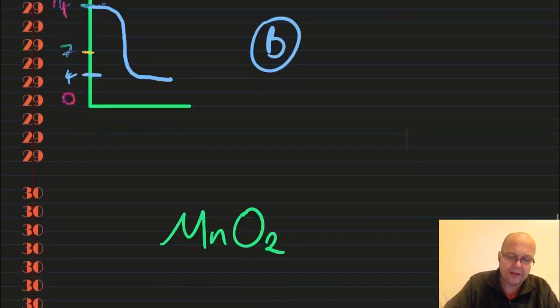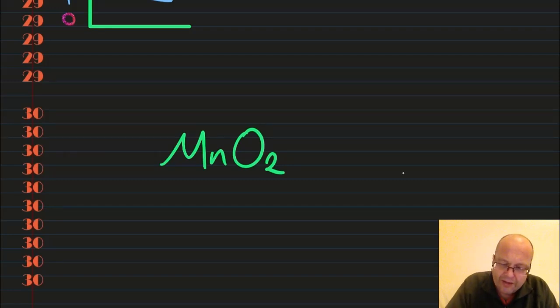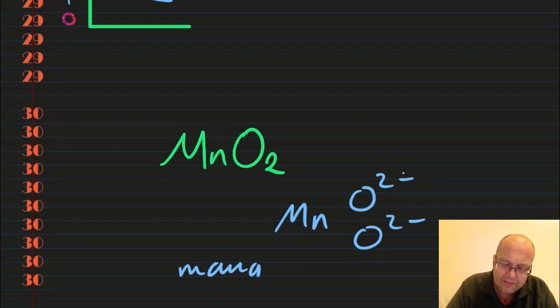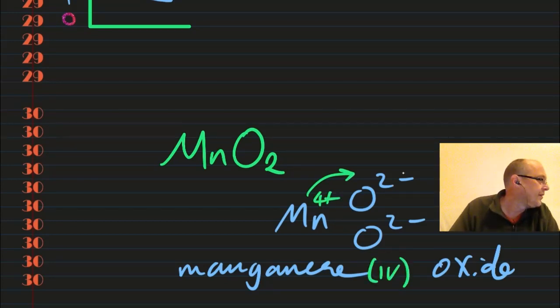What's the name of that? Oh, that's a bit cheeky. Mn is manganese, not magnesium. That seems a little, what's the word? Facetious, capricious. That might be a better word to try and confuse people with. So oxygen tends to have two minus ions. It's the oxide ion, isn't it? The oxide ion's two minus. And there's one manganese. Now, how many electrons does each metal atom give? It gave 4, didn't it? So it's going to be manganese 4 oxide. Manganese 4 oxide, that's D. 30 is D.